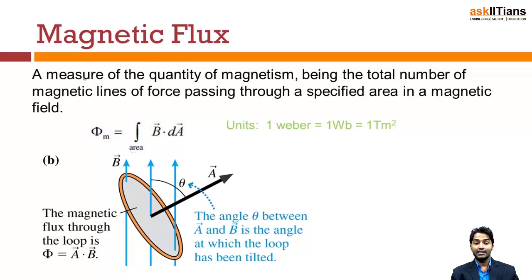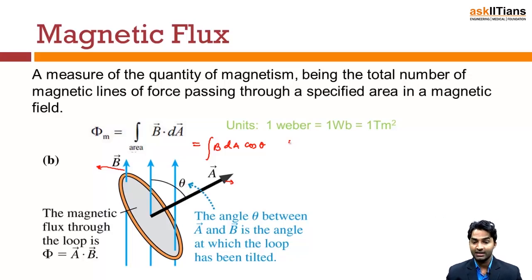It is a measure of the quantity of magnetism, being the total number of magnetic lines of force passing through a specified area in the magnetic field, and that is denoted by phi equal to B dot dA. B is a vector quantity, and area is itself a vector quantity. When we find the dot product of these two, we get the integration of B dA cos theta. So we can say this line A represents the normal vector of the area, and the blue line represents the magnetic field, and there is an angle between them, theta.